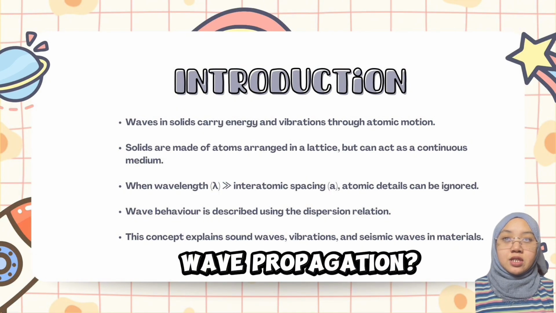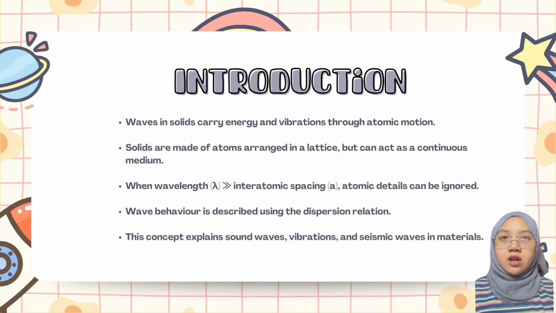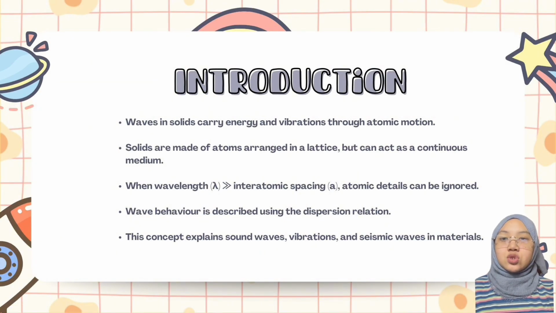Wave propagation in a solid happens when atoms vibrate around their fixed position and pass energy from one atom to the next. If the wavelength of the wave is much larger than the distance between atoms, the solid behaves like a continuous material and the wave travels smoothly. The speed of the wave mainly depends on the material properties. Stiffer materials like metal allow waves to move faster, while soft materials like rubber slow the wave down.